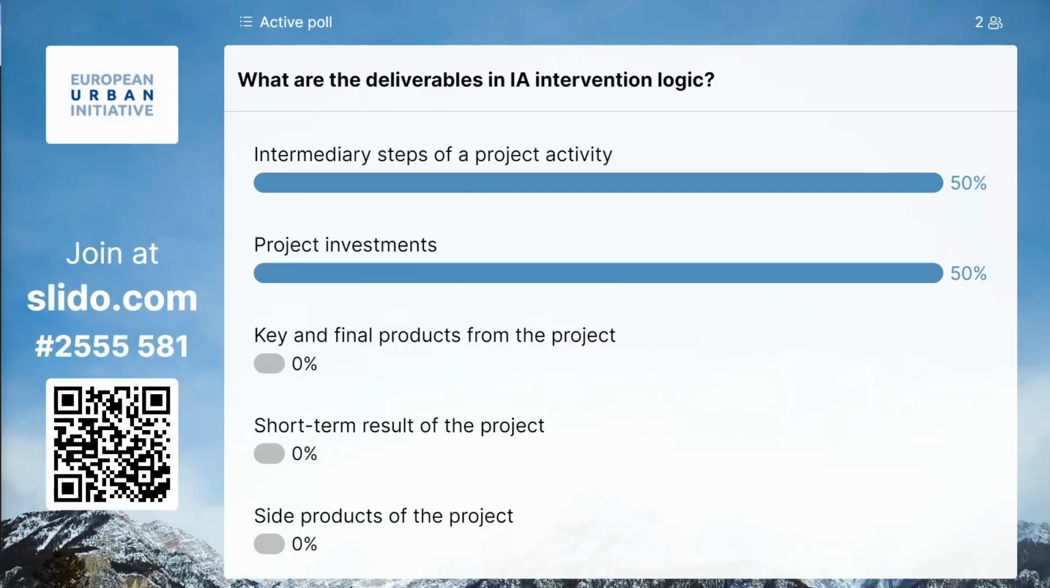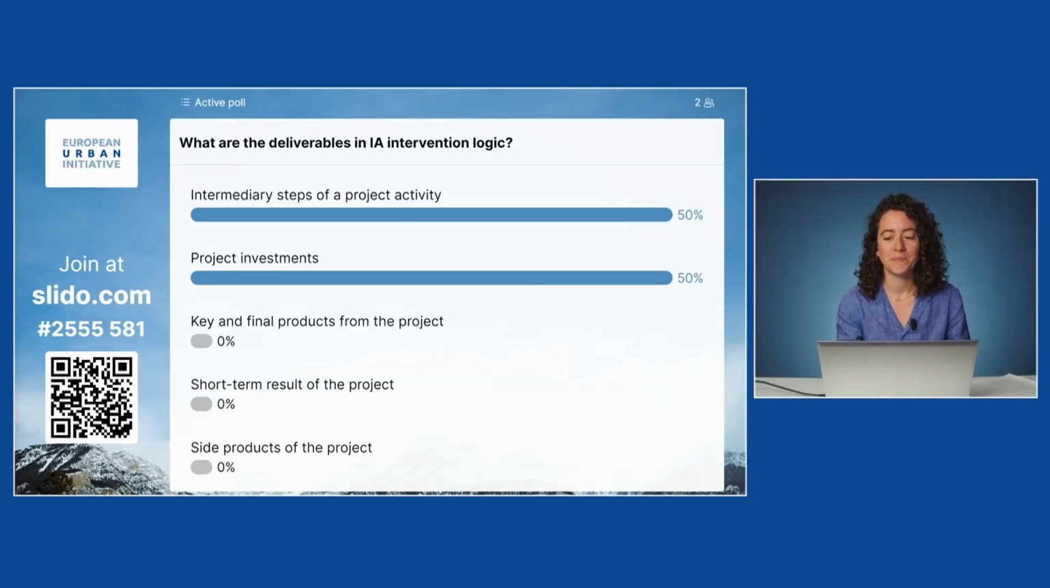For now, people are saying that, well, it's an intermediary step of a project activity, but that a deliverable could also be project investments, for example. These are the two most popular answers. Okay, thank you, Kathleen. So this is partly correct.